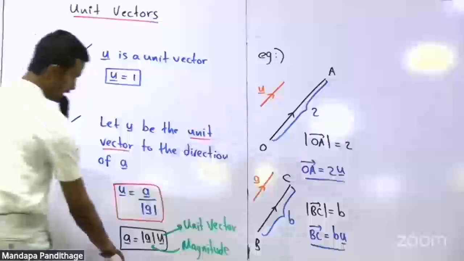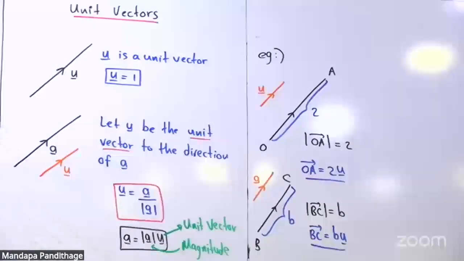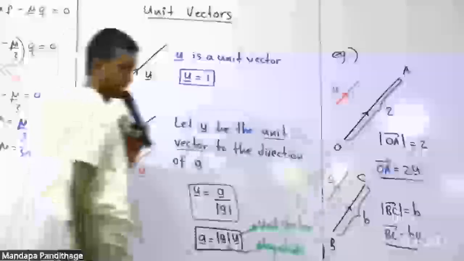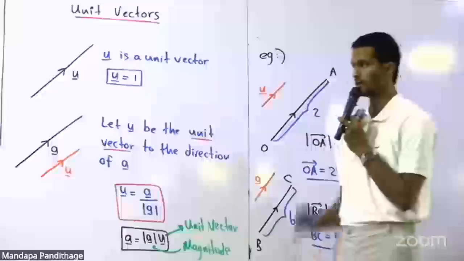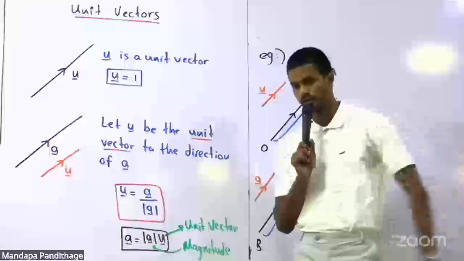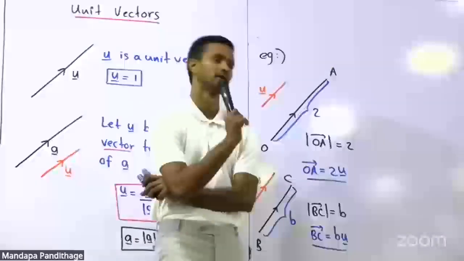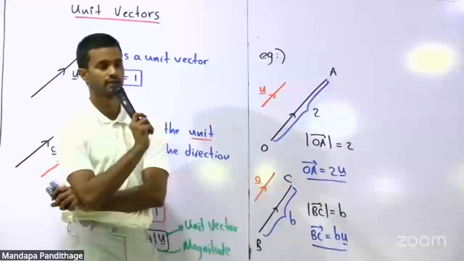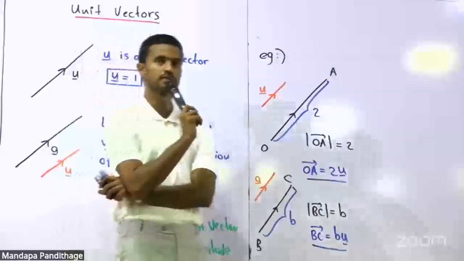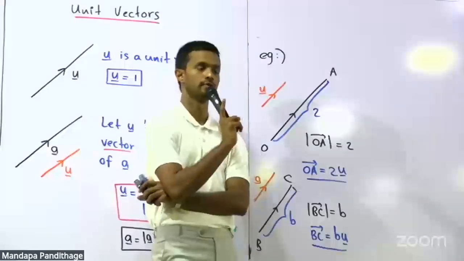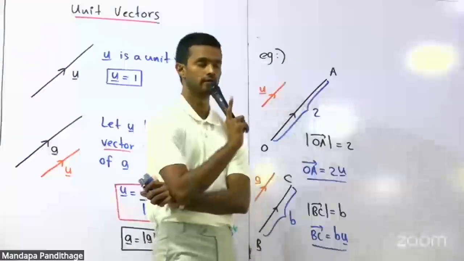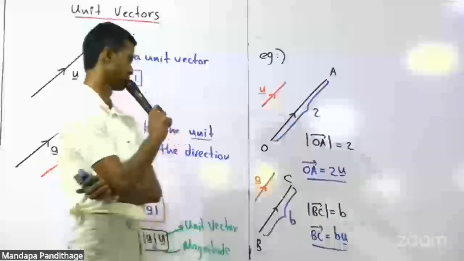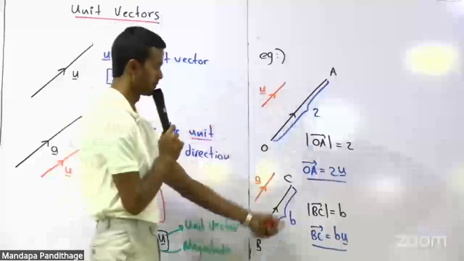Okay, write in this way. Any vector can be expressed in terms of its magnitude and the unit vector in the same direction.